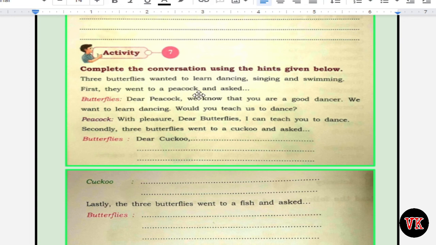Secondly, 3 butterflies went to a cuckoo. The cuckoo is a good singer. That's why the butterflies asked the cuckoo, Dear cuckoo. Here the students can write the remaining part. What will they write? Dear cuckoo, we know that you are a good singer. We want to learn singing. Would you teach us to sing? Then the cuckoo answered, With pleasure, dear butterflies, I can teach you to sing. Like that, they can complete the remaining part.